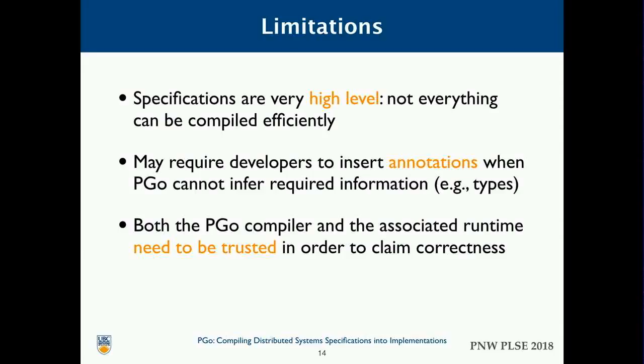And finally, some limitations. Specifications are very high level, so not everything can be compiled efficiently. We may require annotations, and one example of this is for types. Both TLA+ and +cal are untyped, but our target language is typed, so for now we require some input from the developer to annotate the types of variables. And finally, right now you need to trust both the PGo compiler and the runtime in order to claim the correctness of the end system.